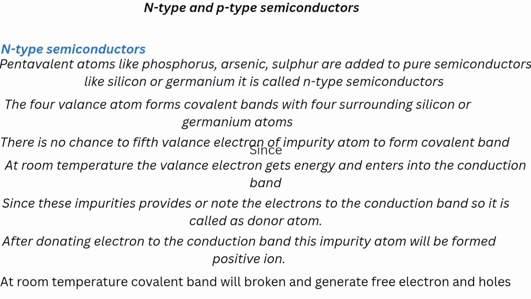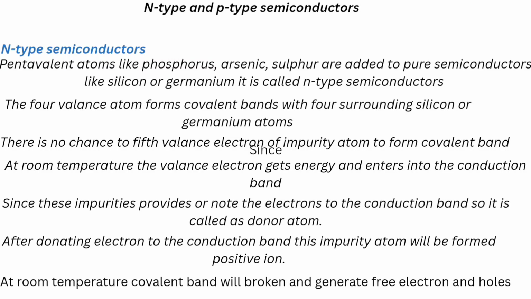So after that, at room temperature, the covalent bonds will be broken and generate free electrons and holes. So electrons will move from the valence band to the conduction band. So in n-type semiconductors, in place of those electrons, holes will be created. And coming to the conduction band, there are more electrons when compared to the holes. Why? Because already one electron is donated to the conduction band. After that, some broken-bond free electrons will also go to the conduction band. Like that, the electrons will be more in n-type semiconductors.